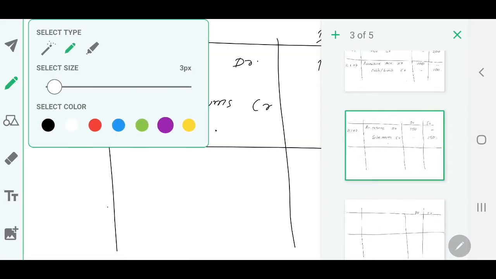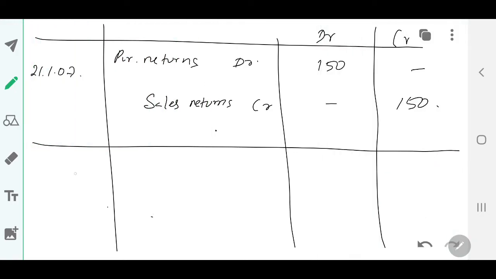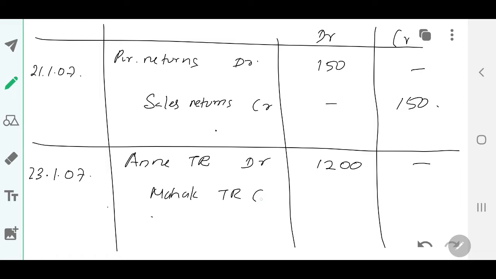Now, let's post the entry. This was on 23rd. Anne TR debit by 1,200. Mahat TR credit by 1,200.